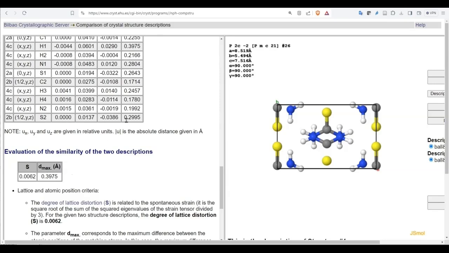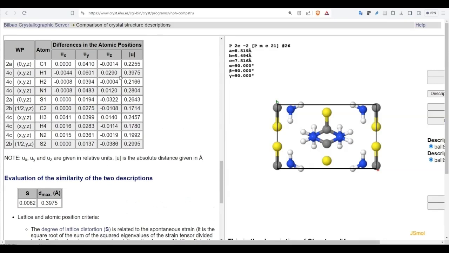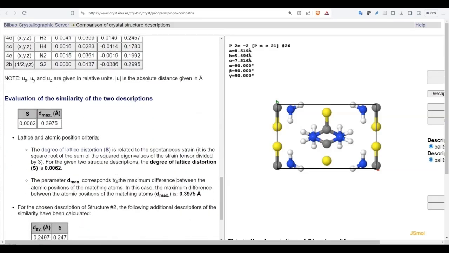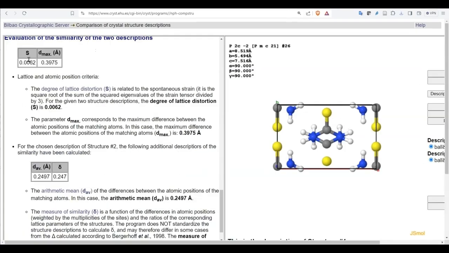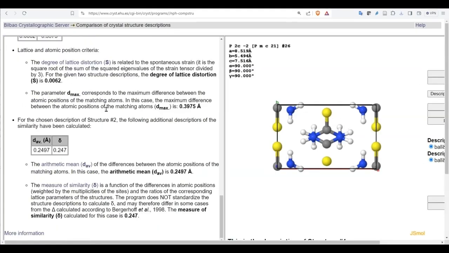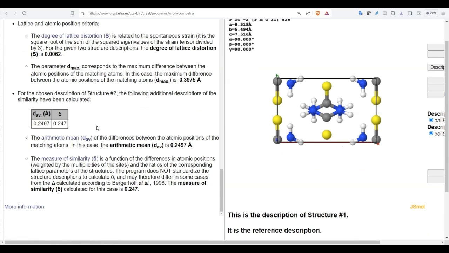And if you check this number here, this corresponds to some hydrogen atoms in the structure. Then there is also a calculation of the average atom shift and the similarity between the two structures. The measures of similarity are the same as those included in the program STRUCTURE RELATIONS, which allows you to compare two structures that don't have the same space group.